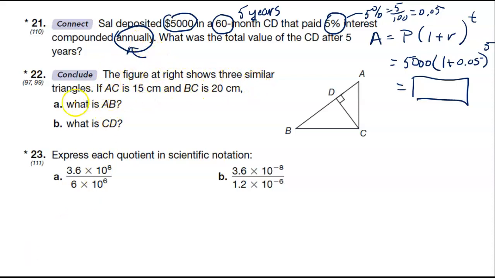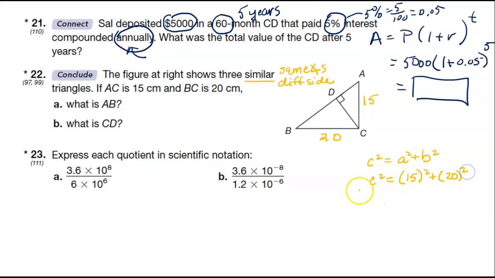The figure below shows 3 similar triangles. That means that they have the same angles, but different side lengths. If AC is 15, okay, and BC is 20, what is AB? So this is a right triangle. So we can do C squared is equal to A squared plus B squared. C squared is equal to 15 squared plus 20 squared. And you can work that out because C is equal to AB. So you should be able to go from there.